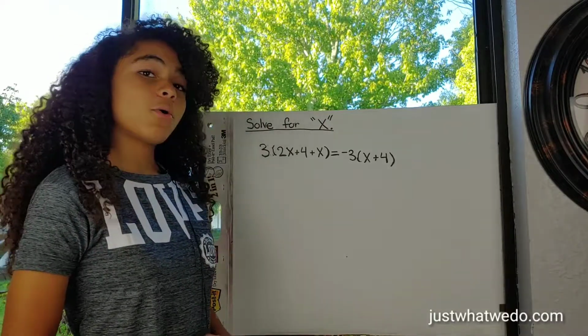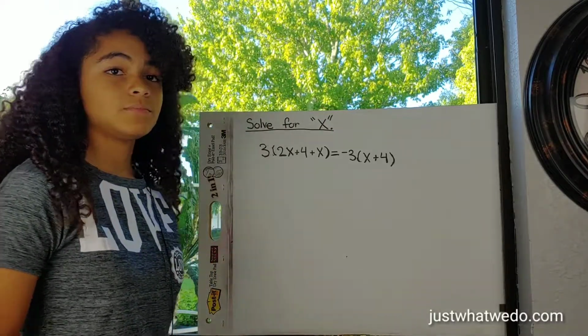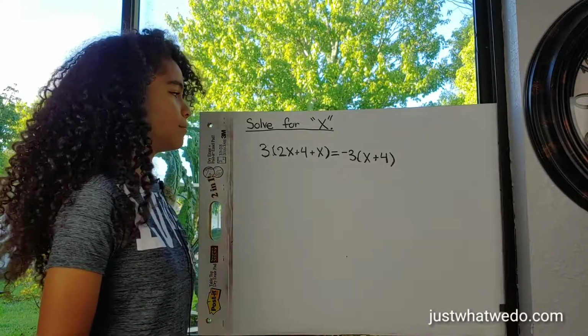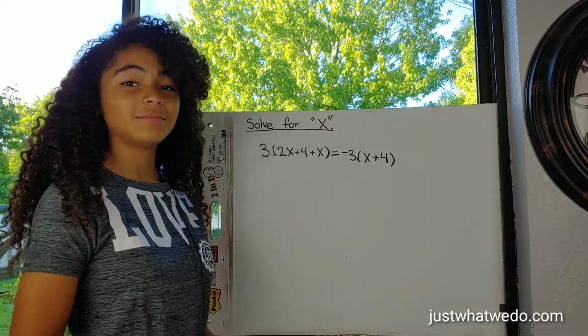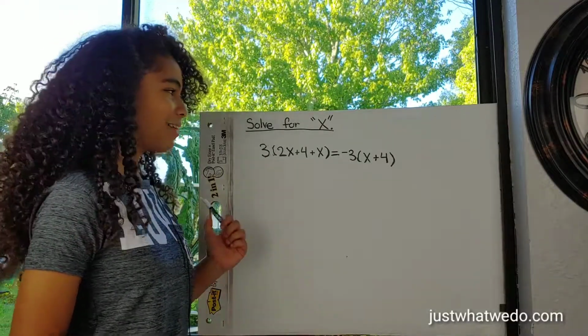Relationship. What is the order of operations for the problem? What do we do first? Parentheses. Yes, everything in the parentheses is done first. And who is the authority? You are. Yes, okay. Now let's solve the problem.